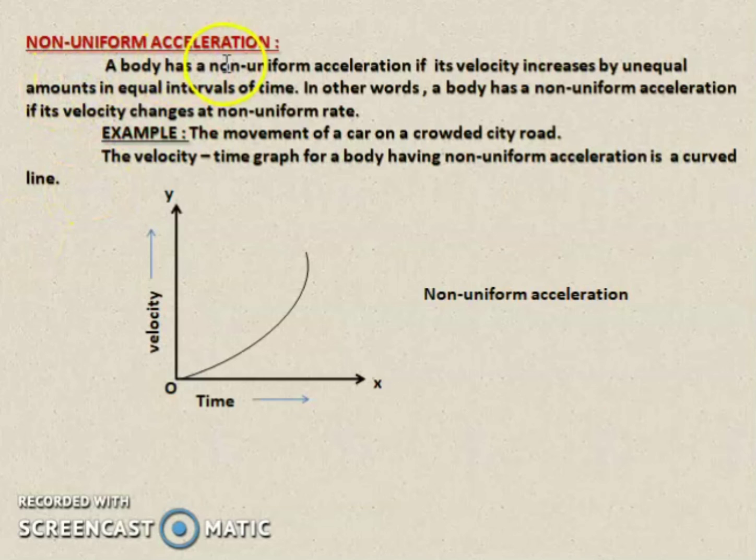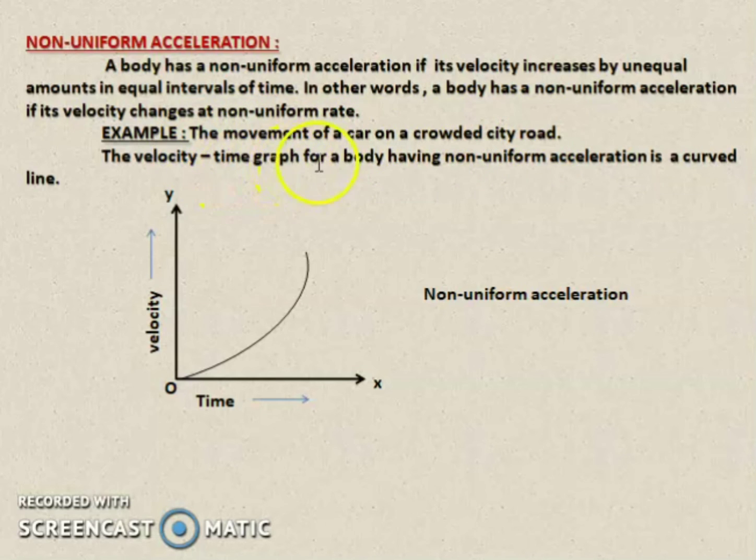Non-uniform acceleration. A body has a non-uniform acceleration if its velocity increases by unequal amounts in equal intervals of time. In other words, a body has a non-uniform acceleration if its velocity changes at a non-uniform rate. An example of non-uniform acceleration is the movement of a car on a crowded city road.